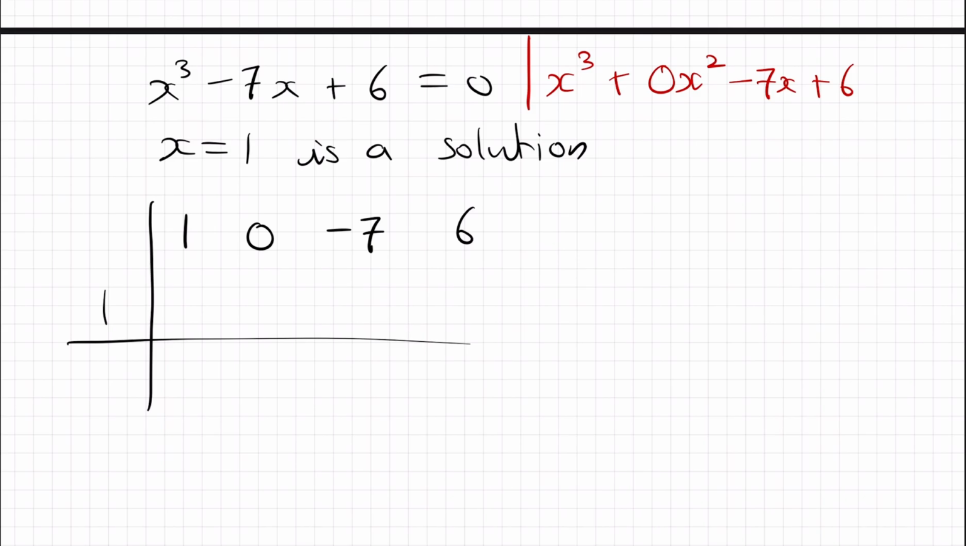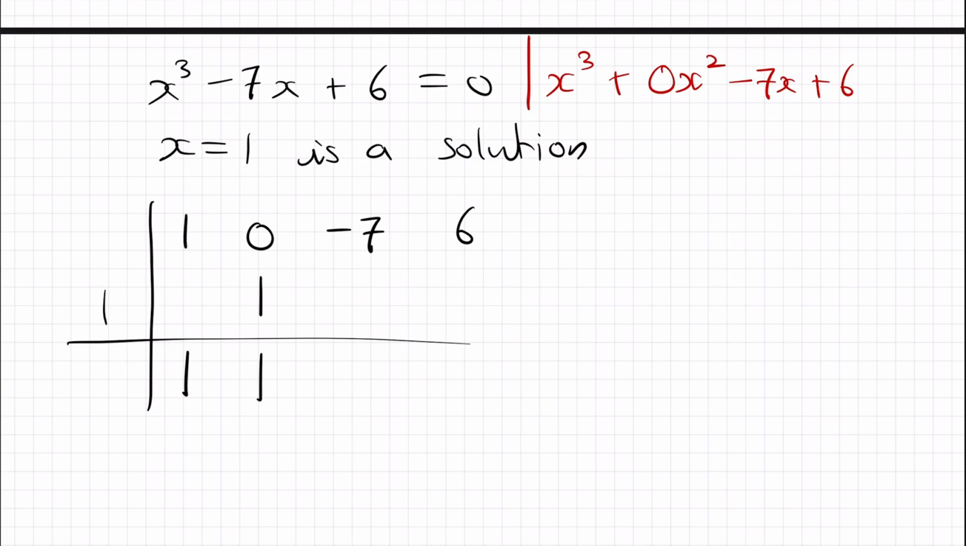Then we just drop the first one down, so we get 1. Then we multiply that by the solution, and put the result over there. When you do that, you get 1 times 1, which is 1. Put the result over here, and then we add this plus that. So 0 plus 1 is 1.